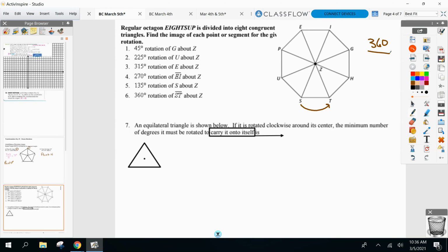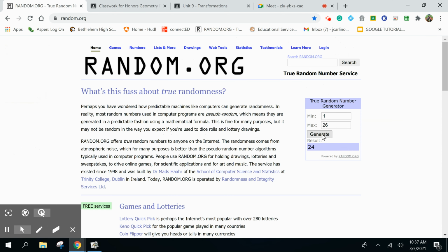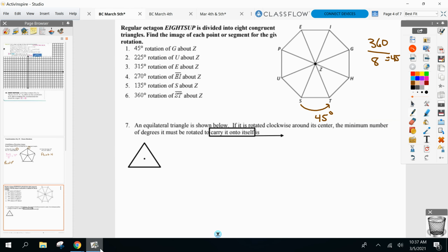How many turns, rotations would it take this octagon to get back to the beginning here? 8 rotations. 360 divided by 8, 45 degrees every time I go vertex to vertex. All right, 45 degrees every time. So let me do number 1 with you, and then I'll let you go on your own 2 through 6. So number 1, a rotation of G, 45 degrees. Where do I end up? Emily, where do I end up? Point I. Great job.